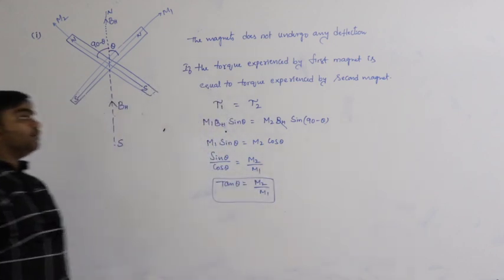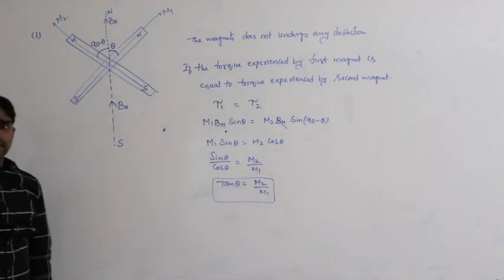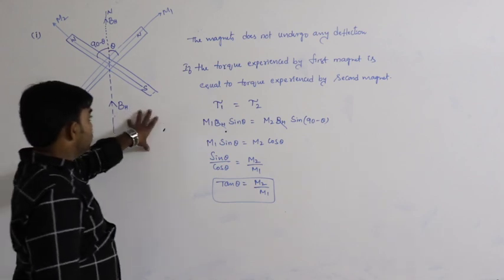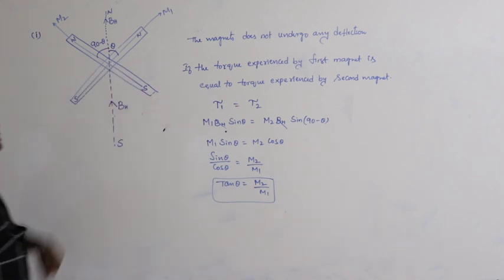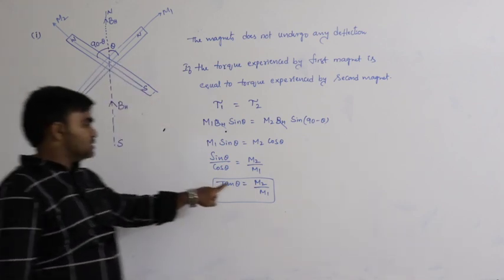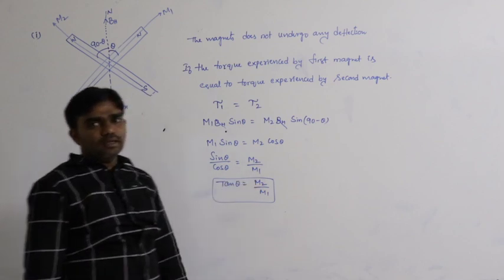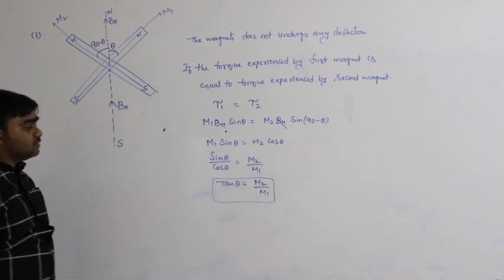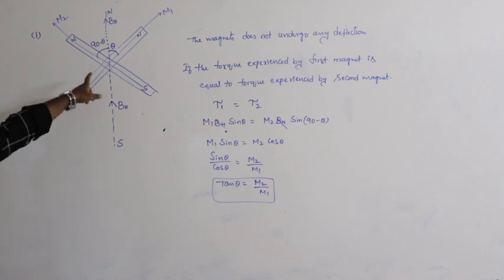Based on this, we can compare the magnetic moments of these two magnets. Then tan theta is equal to m2 by m1. This is the first concept.